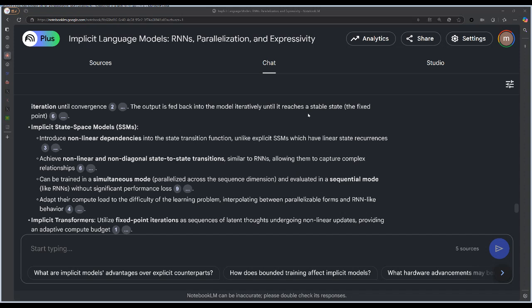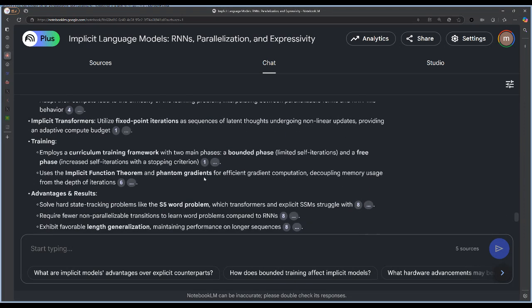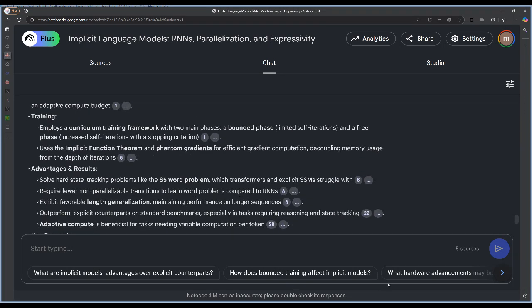The sequential mode is more deliberate. It processes information step by step. It might be slower, but it allows for a more nuanced and accurate understanding. So it's like choosing between a quick scan and a deep read. That's the perfect analogy. But what's remarkable is that these implicit models can effortlessly switch between these two modes. So they can do both. Yeah, depending on what the situation demands. Wow, so they could be a sprinter and a marathon runner. Exactly. And this flexibility makes them incredibly adaptable and opens up a whole new world of applications.